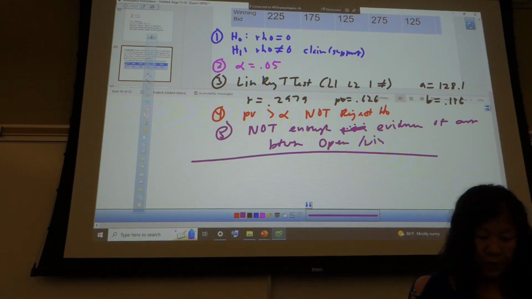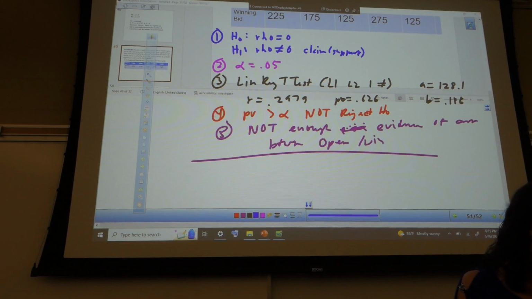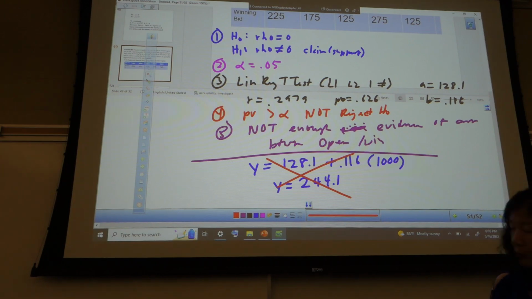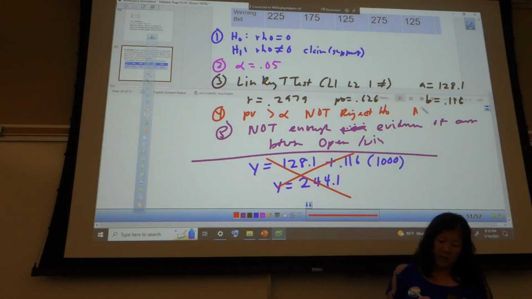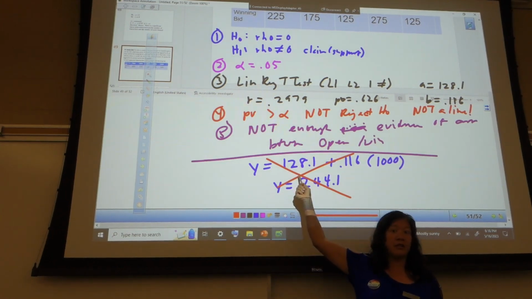So here, I need to predict for an opening bid of 1,000, that's my x. So let's see, I've got y equals 128.1 plus 0.116x. My x is 1,000. So I'm going to plug this in, and I'll get y equals 244.1. That is wrong. Absolutely incorrect. I did not reject H naught. It is not a line.